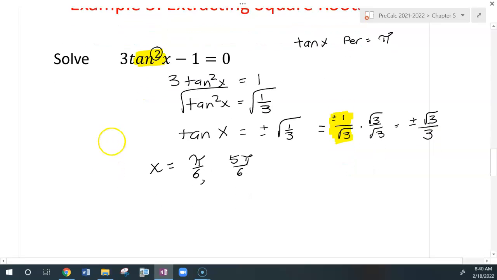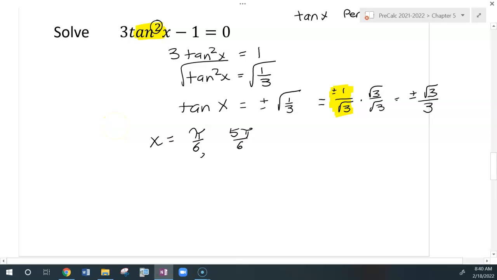So what I'm going to do is add multiples of the period. So x is going to be pi over 6 plus n pi, and it's going to be 5 pi over 6 plus n pi. Again, n is an integer. So this is going to cover all of our possible solutions.